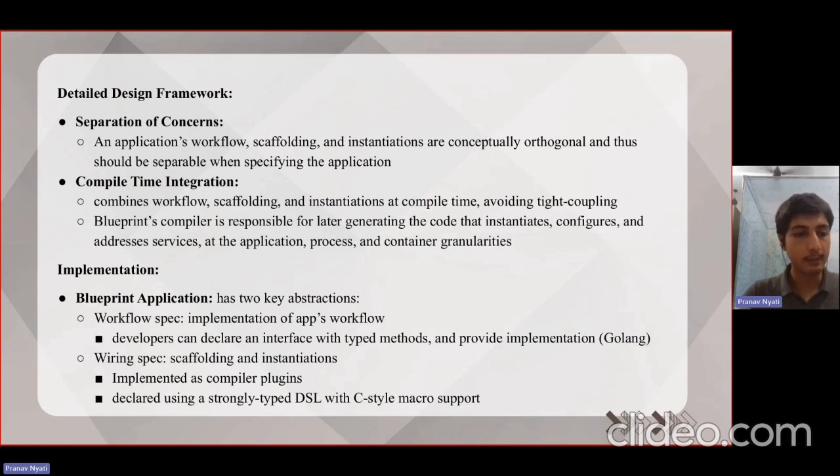Let's look at the implementation of Blueprint. Any application developed using the Blueprint framework has two key abstractions. First is the workflow specification. The second is the wiring specification. The workflow specification is the implementation of the application's workflow, and the developers can declare an interface with type methods and provide the implementation. Currently, it supports the Go language. The wiring specification deals with scaffolding and instantiations, which are implemented as compiler plugins. They are declared using a strongly typed domain-specific language with C-style macro support.